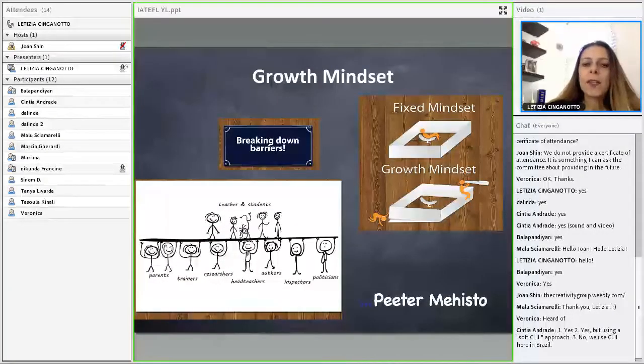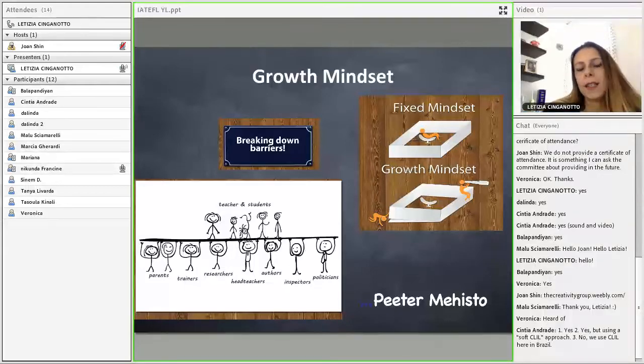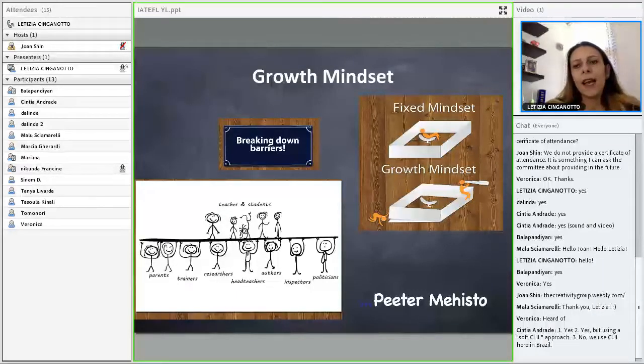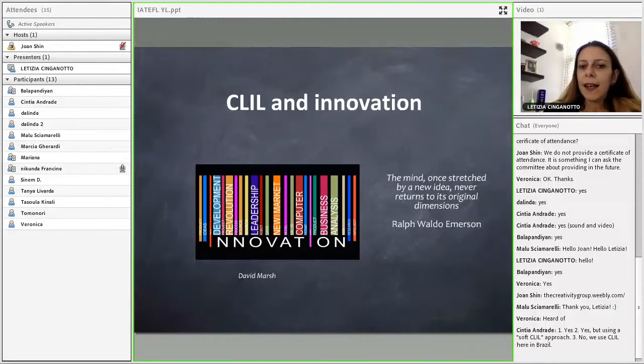So CLIL is a sort of revolution, as I said, and it involves all the stakeholders in the school community, as you can see from this very nice picture from Peter Meisto, another guru of CLIL, and requires a growth mindset, an open mindset. So just a mindset that is somehow ready to be open and to innovate, to change, and to be creative. And that is what I would like to highlight, how to be creative in a CLIL classroom.